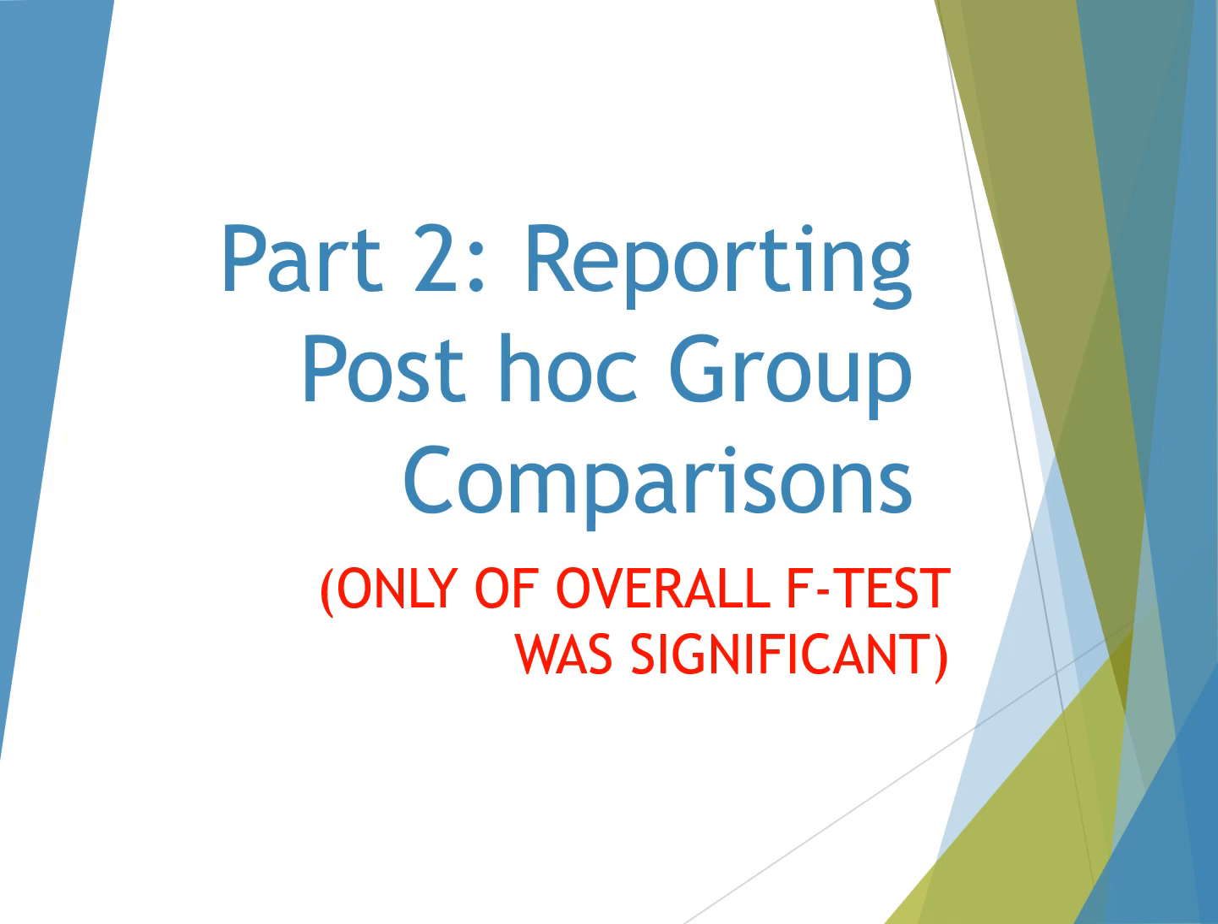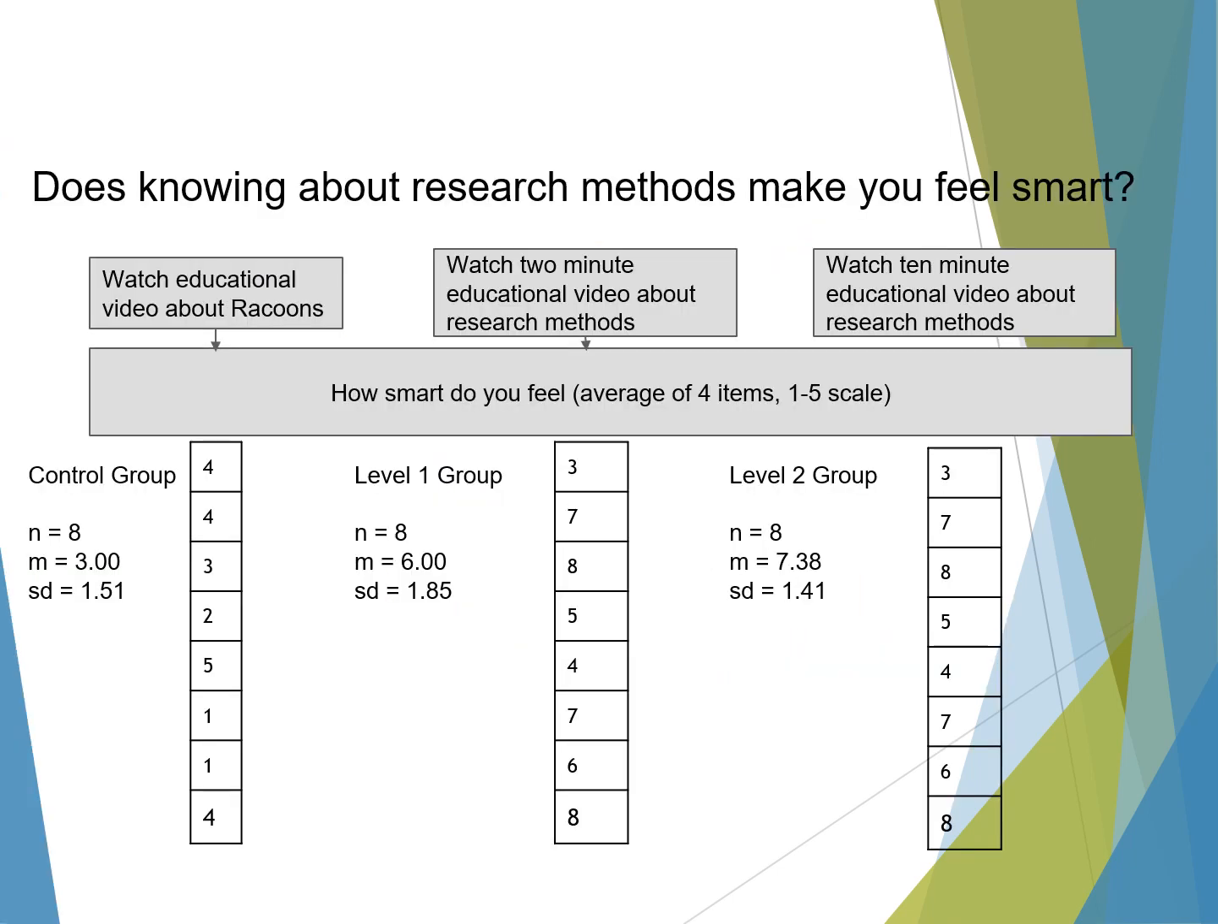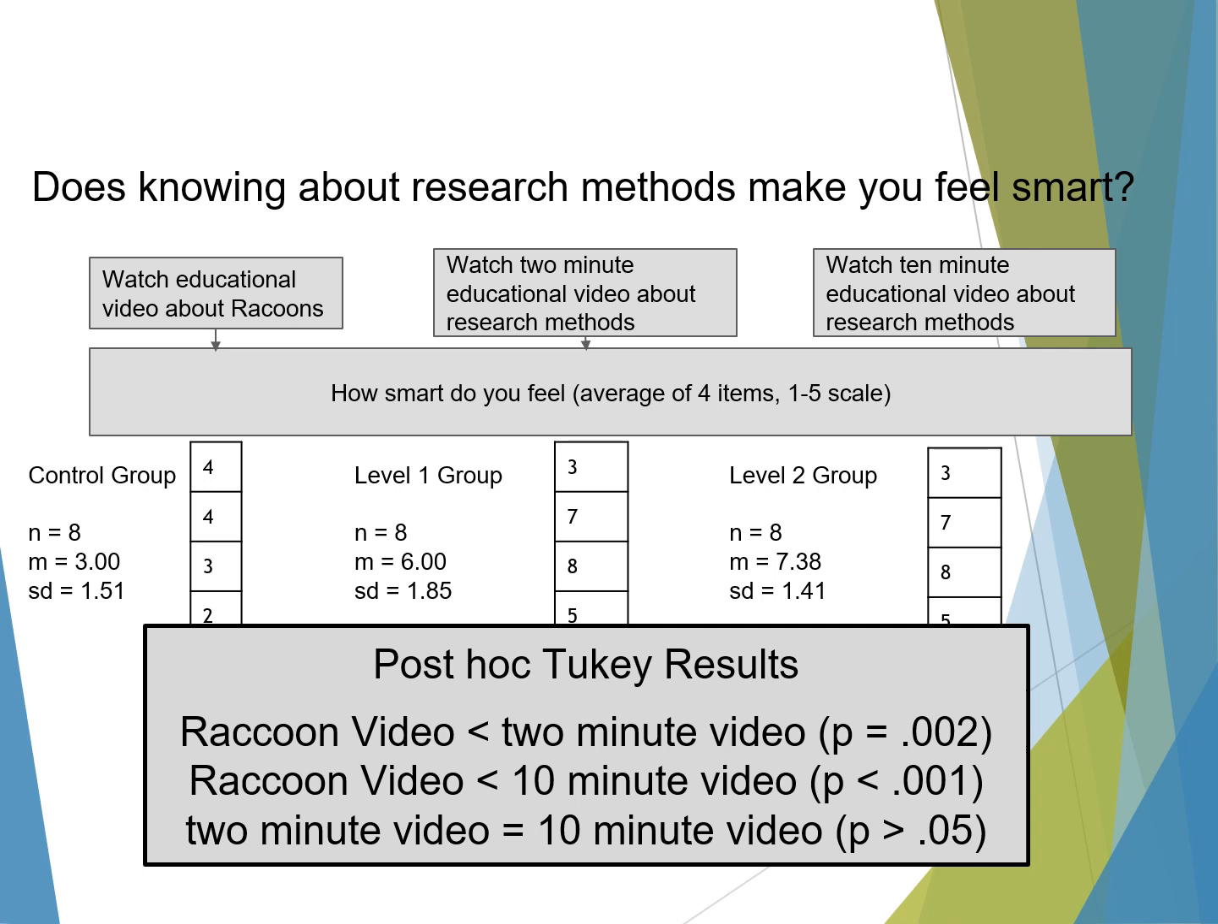However, if you did find that overall effect, then you need to go on to part 2 of ANOVA analyses, which is reporting that post hoc group comparison. And again, this is only if your overall F-test was significant. Okay, so remember that this is our data. Remember that these overall F-tests just tell you if there's a significant difference somewhere, in some pair of these groups. Post hoc test results compare every possible pair of conditions to tell you which pairs are significant.